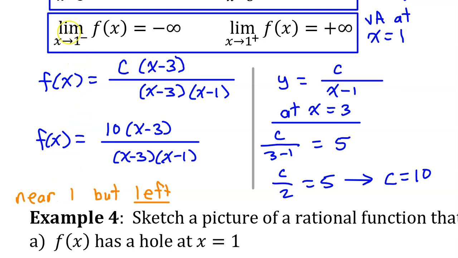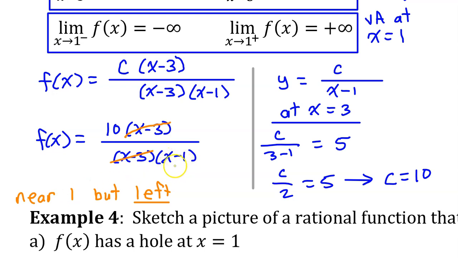First, let's check the limit as x approaches 1 from the left. So near 1 but left. The x minus 3's are going to cancel out, so they will not factor into our analysis right now. 10 is positive at the moment. If we need to change it, we can. So all we need to worry about is the x minus 1.